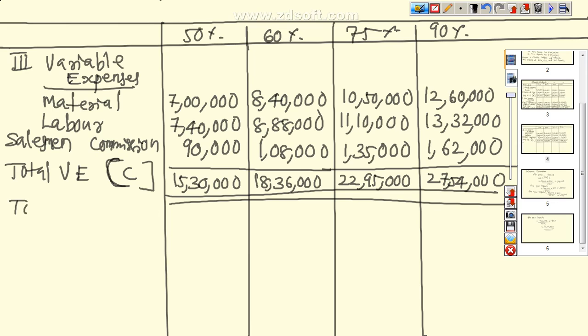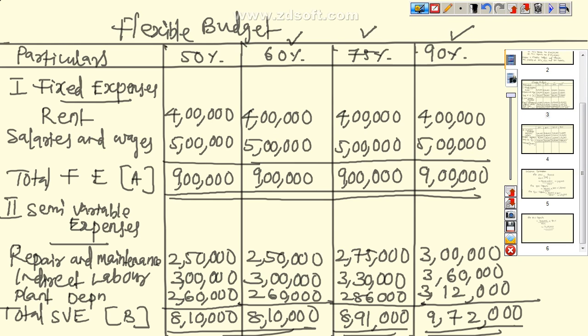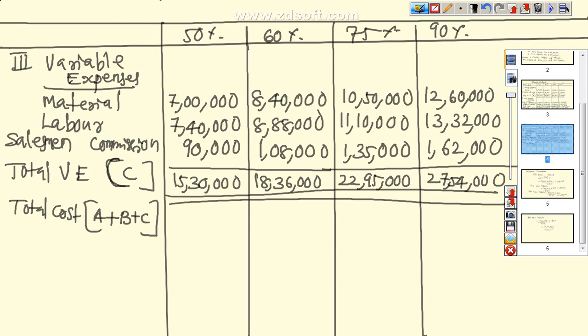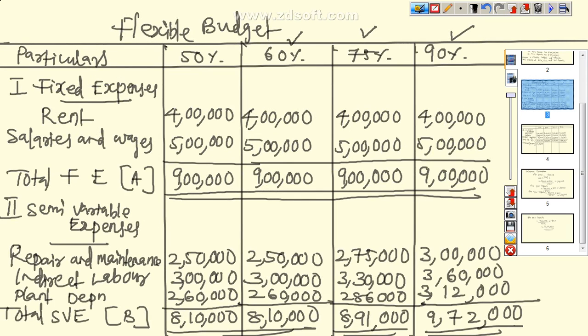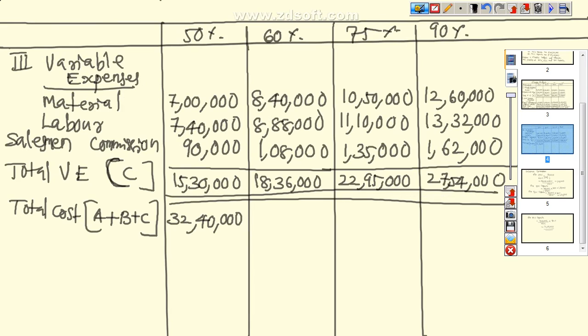So first we calculate total cost. Total cost is equal to A plus B plus C. A means total of fixed expenses, B means total of semi-variable expenses, and C means total of variable expenses. So 9 lakh plus 8 lakh 10,000 plus 15 lakh 30,000, that is equal to 32 lakh 40,000. And for 60% capacity, 9 lakh plus 8 lakh 10,000 plus 18 lakh 36,000, that is equal to 35 lakh 46,000.